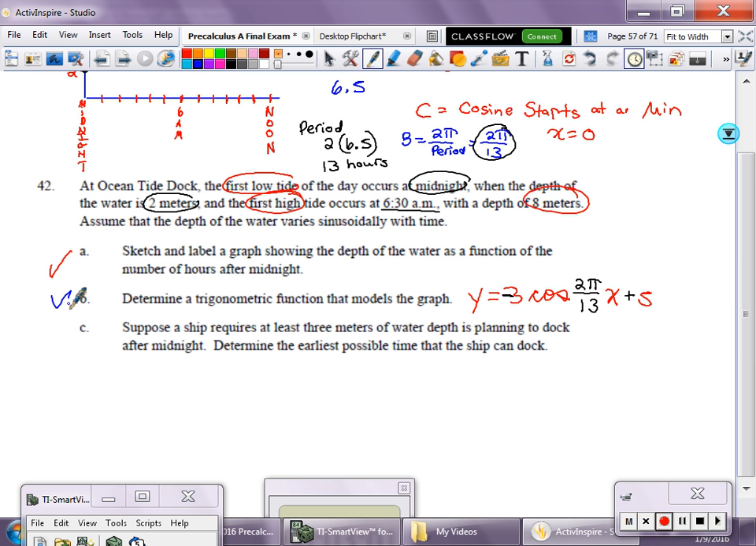Okay. The ship requires, now we did 1, we did 2, now we're going to look at 3. Suppose the ship requires at least 3 meters of water. The meters of water is your tide. I'm planning in dock after midnight, okay? So determine the earliest, this means the first, all right? This is, again, your Y2 value, meters of water. They wrote it in words, Y equals 3. That's our Y2. Now we're going to do the same thing.